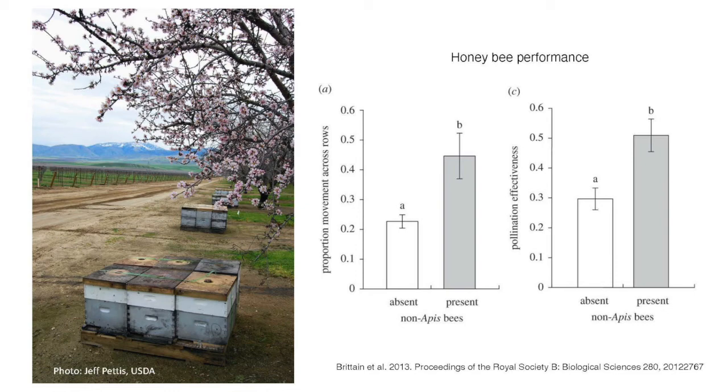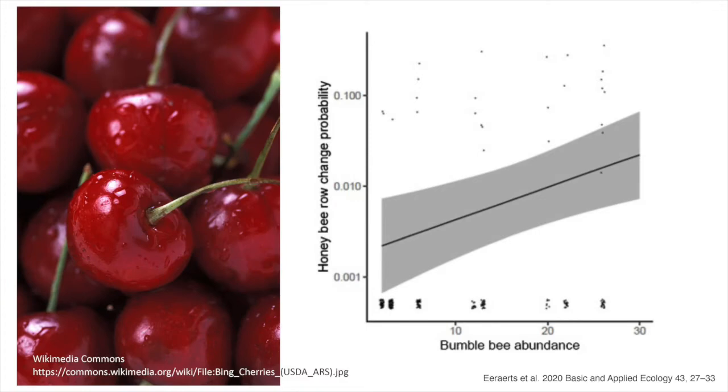This is good. This is a paper looking at the same thing with bumblebees in cherries, and this is from Germany. And here, as the bumblebee abundance increased, the honeybee row change probability increased. So it's, what is that now, 3 different crops where this principle has been shown. It's agitating, it's disruptive, and that's good for honeybee pollination. You want them a little bit agitated and moving around in the field.